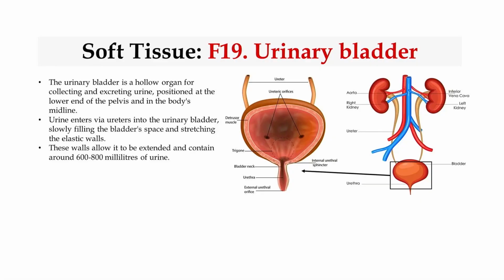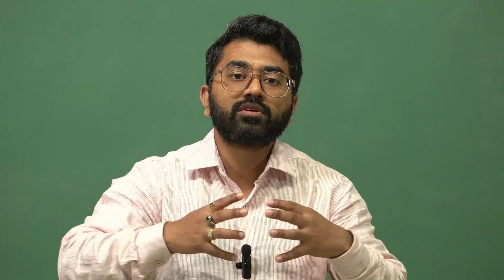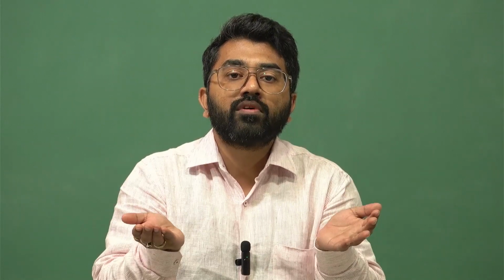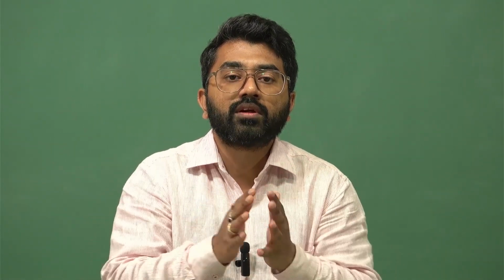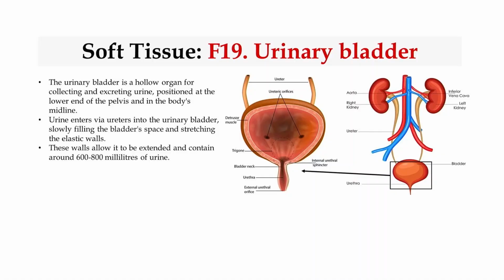The urine enters via the ureters into the urinary bladder, slowly filling the bladder space and stretching the elastic walls. So the bladder has elastic walls which are slowly stretched out, right? It's not like the bladder is a strong, hard organ where you just fill in liquid. It is a stretchable organ, so it stretches up. These walls allow it to be extended and contain around 600 to 800 milliliters of urine, right? So that's the overall amount of urine which can be collected in one go. After that, you have an urge of urination, right?